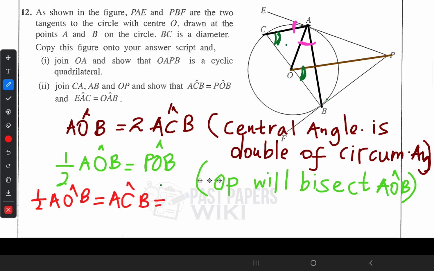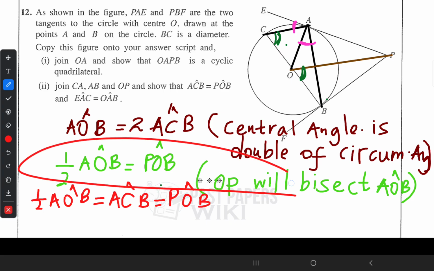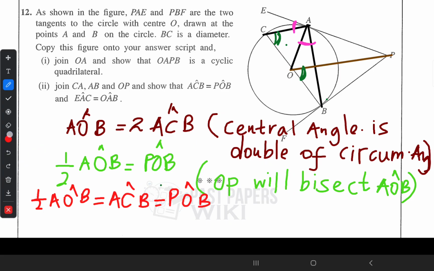And we know one more theorem, that half AOB equals POB as well. According to our second statement, half AOB equals POB as well. So finally, therefore, ACB. The theorem is clear, but the wordings are very important.